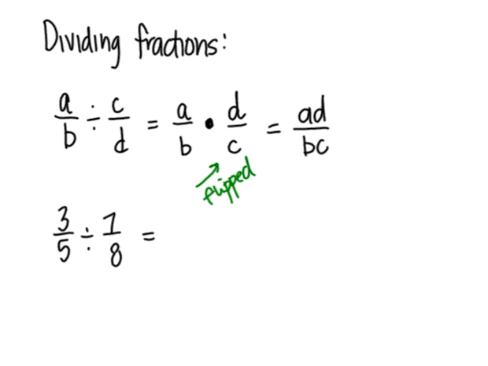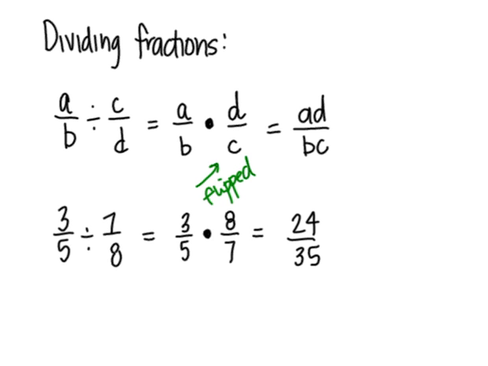So for my problem here that demonstrates this rule, I have 3/5 divided by 7/8. I'm going to keep the 3/5, change it to multiply, and flip the 7/8 so it becomes 8/7. This would give me 24 in the top and 35 in the bottom, 24/35.